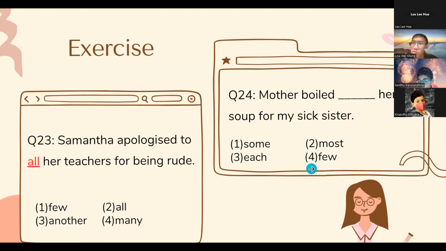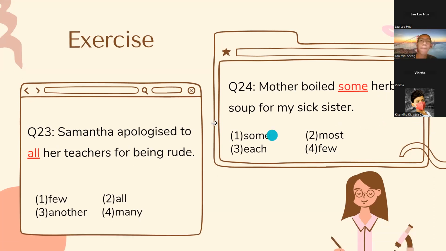So few is wrong because herbal soup, is it countable or uncountable? Uncountable. Correct. You cannot count how many herbal soup. You can count how many scoops, spoons, or bowls of herbal soup, but herbal soup by itself is not countable. Few is for countable nouns, and because of that, few is wrong. So the answer is some. Whoever answered few, I hope you understood why. Just throw your answers out, even if you're not sure, so I can explain to you.